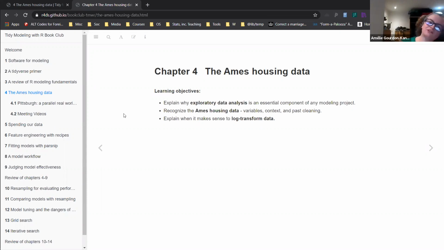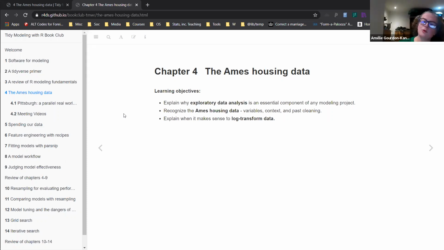We're covering chapter 4, which is on the data set that is going to be the thread of the rest of the book, which is Ames housing. It's quite a short chapter, so I just had a bit of play with exploratory data analysis to bring the points home instead.